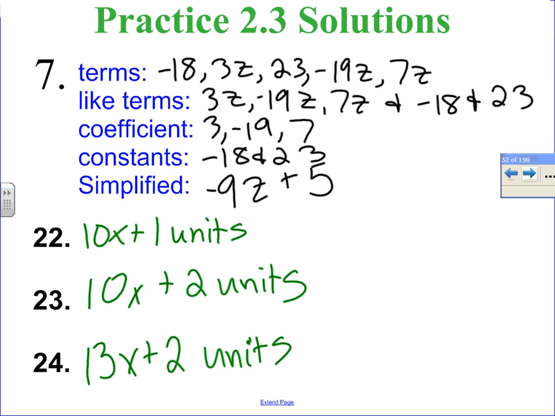X plus 6, x plus 6, 4x minus 5, 4x minus 5. Did you write it like that? Okay, well, that's probably the problem, I'm guessing. Make sure you write it like this. 4x plus 4x is 8x, plus 1x plus 1x is 10x. Okay, and then 6 plus 6 is 12. Negative 5 plus negative 5 is negative 10. 12 minus 10 is 2. Got it? Okay.